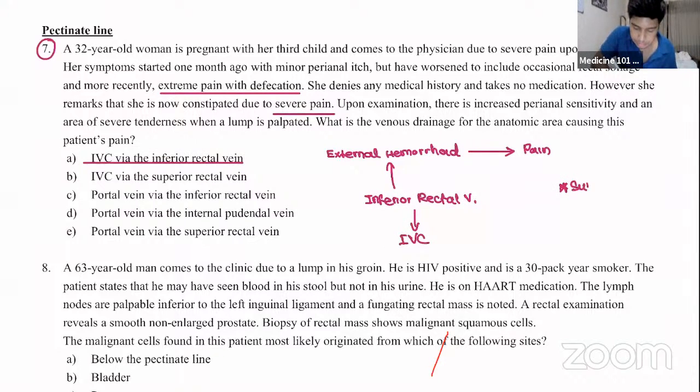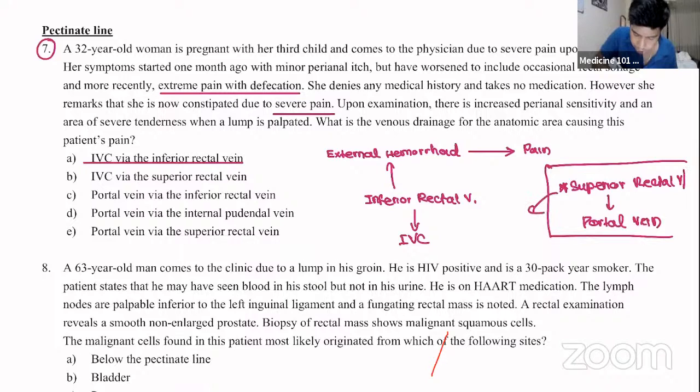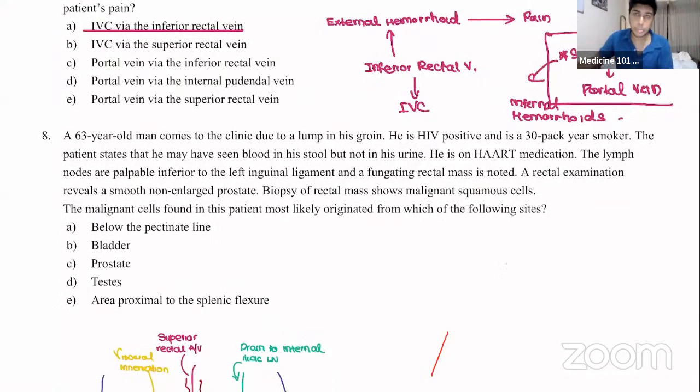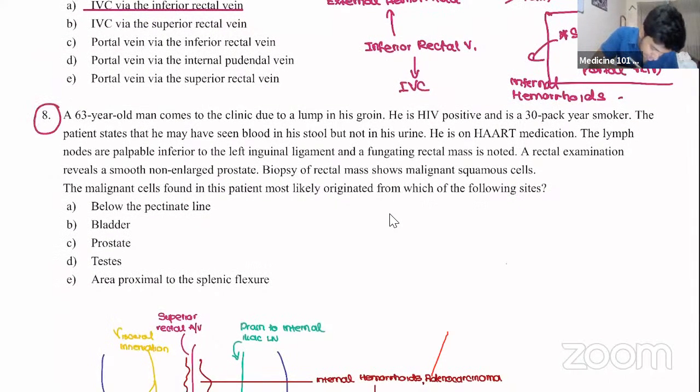Remember, the superior rectal vein, it drains to the portal system. That's correct. But this is internal hemorrhoids. Okay. Now try this question. Question number 8. Try it.